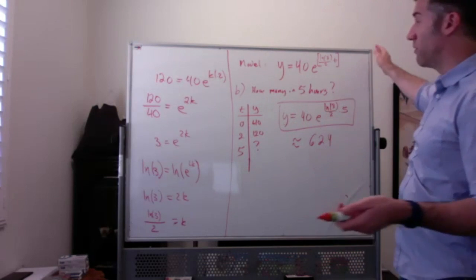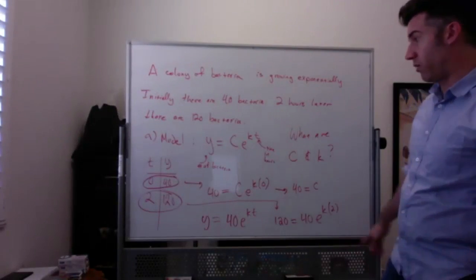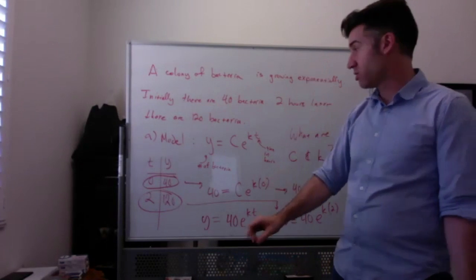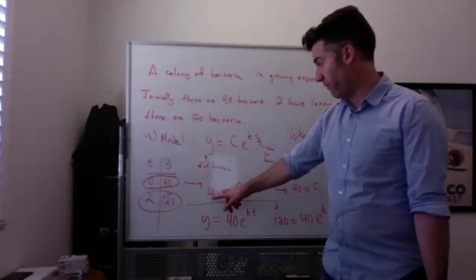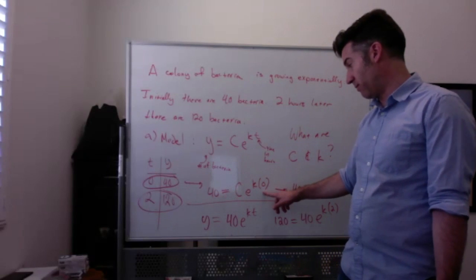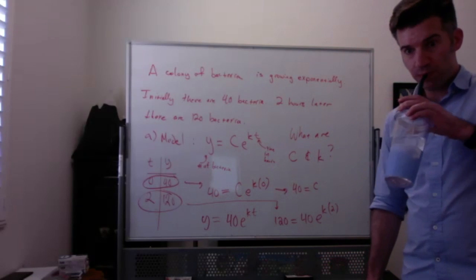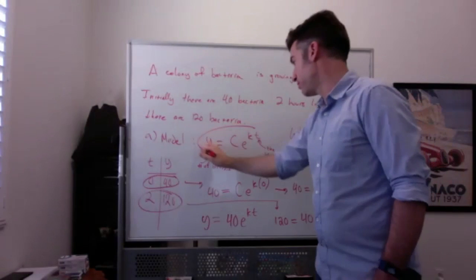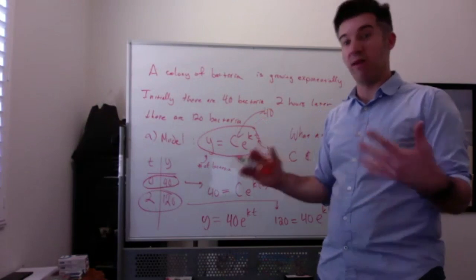We plugged in 40 in the very beginning. Why did we plug in 40? So back in the beginning, we knew that initially there were 40 bacteria at time 0. So when we plugged in time equal to 0 and y equal to 40, we got 40 equal to c e to the k times 0. And that allowed us to solve for c. We're not plugging in 40 over here, right? We're using the fact that in our model, c actually is 40. It's not so much that we're plugging it in, it's that that is the value that c is.